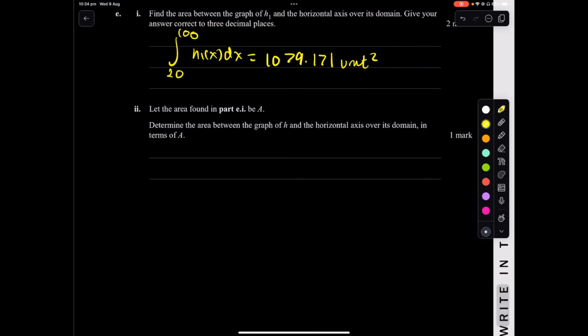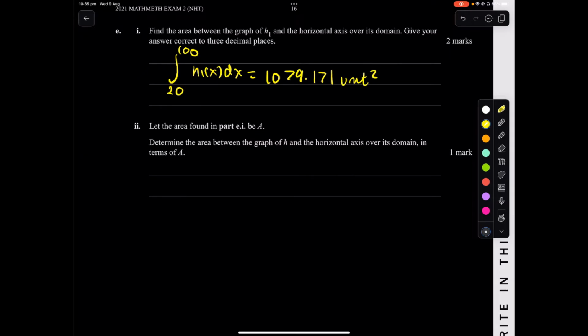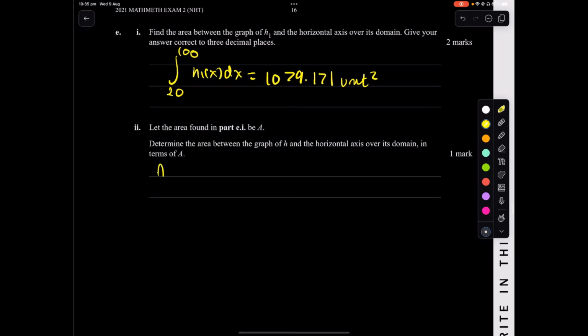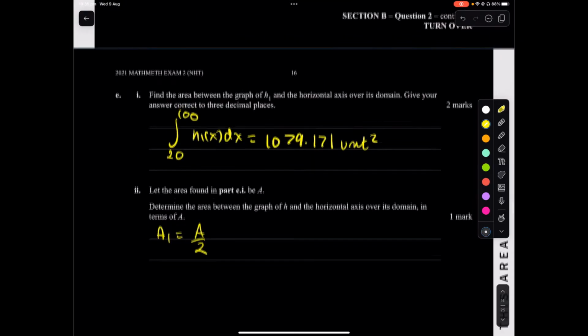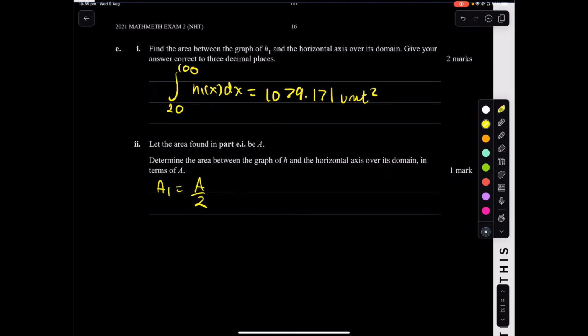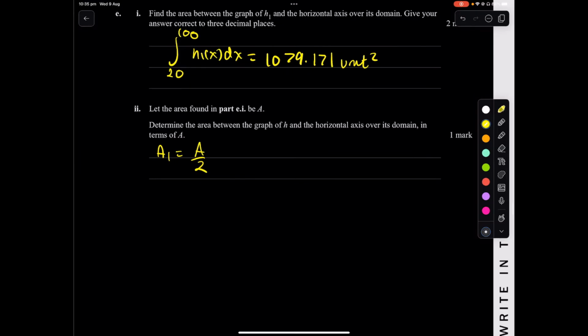Let the area found in part EI, so this one over here, be A. Determine the area between the graph of H and the horizontal axis over the domain in terms of A. Yeah, so that's very easy. Your new area, let's say area 1, it's just 1 over 2. It's half of it, because the area will half.